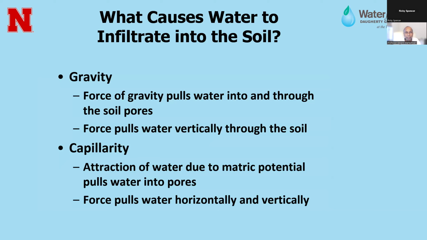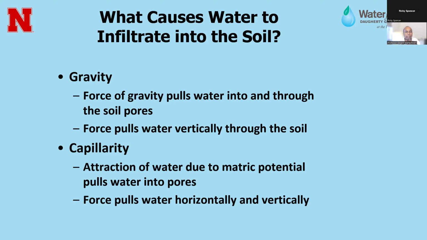What causes infiltration into the soil? There are two basic mechanisms or forces that act on water when you pond water on the land surface. One is gravity. The force of gravity pulls water into and through the soil pores. There's always a gravitational force acting on water when it's ponded on the surface, and that pulls water vertically through the soil. So the infiltration starts.